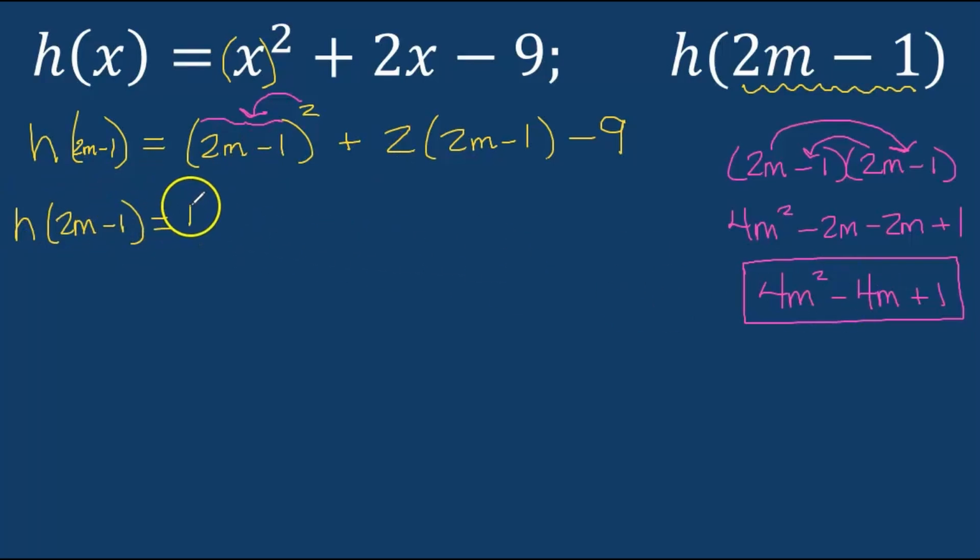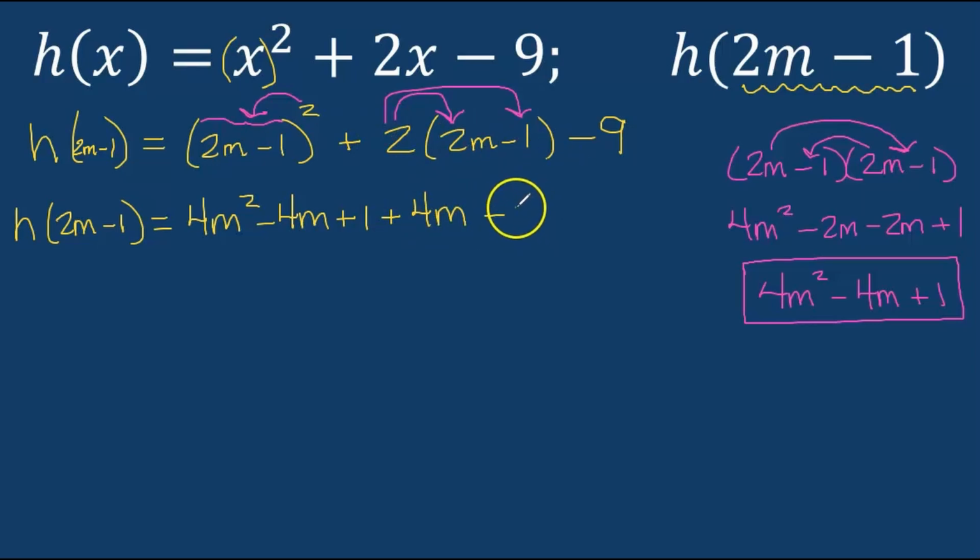I have 4m squared minus 4m plus 1. I can go ahead and take the time at this point to distribute this 2 to the two things that I have in this parentheses. So 2 times 2m is 4m, and 2 times negative 1 is negative 2. And this negative 9 hasn't done anything with anyone yet. There's no parentheses, so we're just going to bring it down.